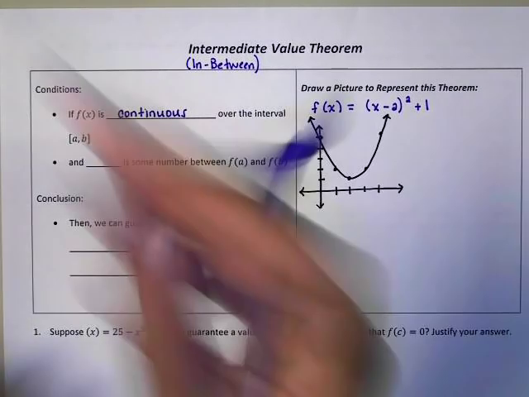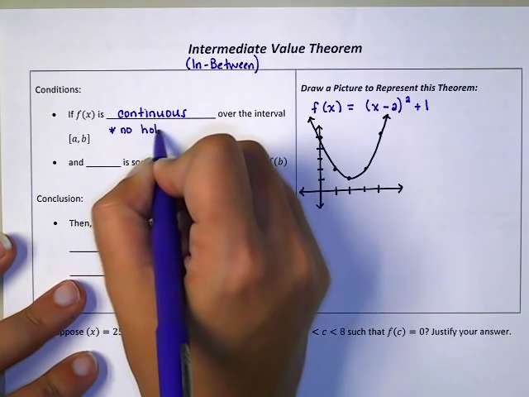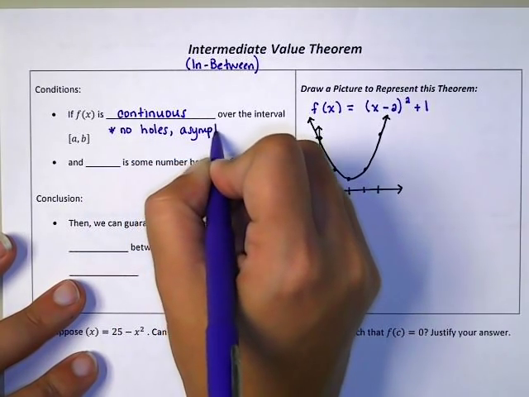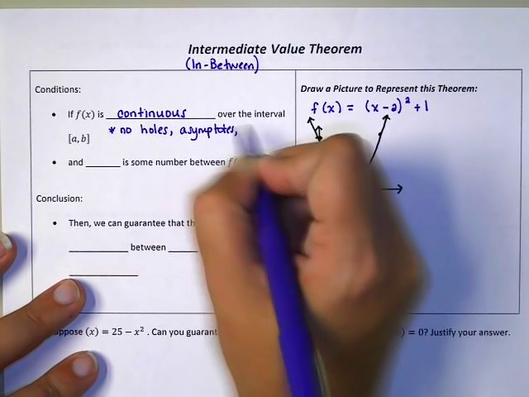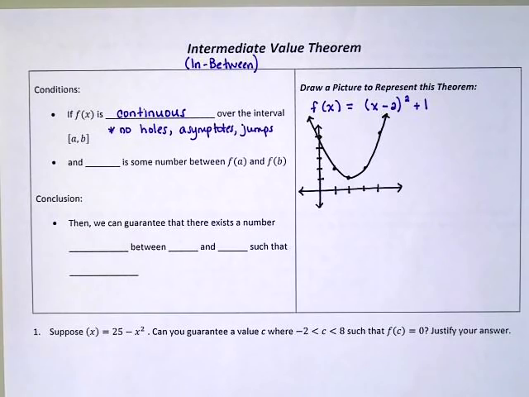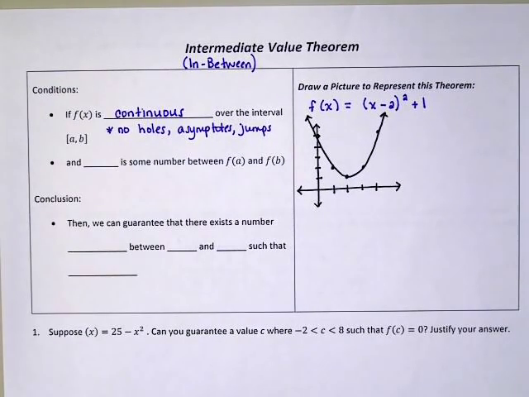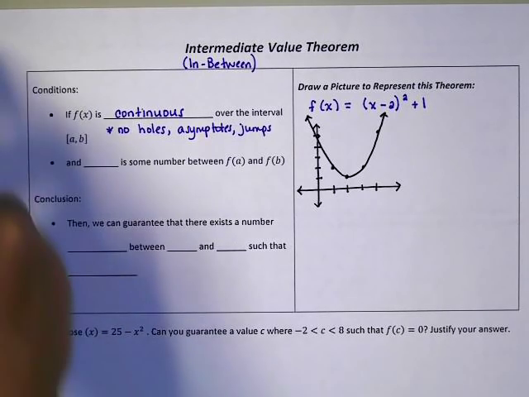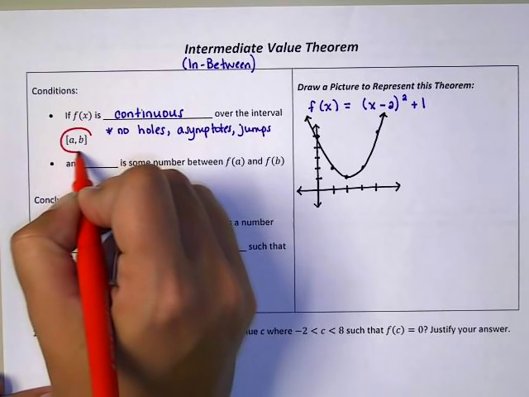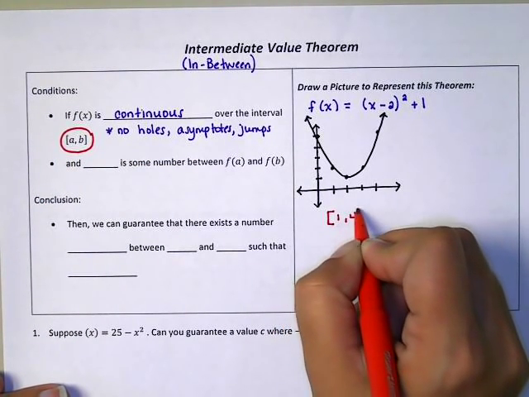So maybe I should make a note of that here. No holes, asymptotes, or jumps. Now we only need to be continuous over our desired interval. For this particular example that we're going to write out, our interval from A to B, which gives specific x values, I'm going to use the interval from 1 to 4.